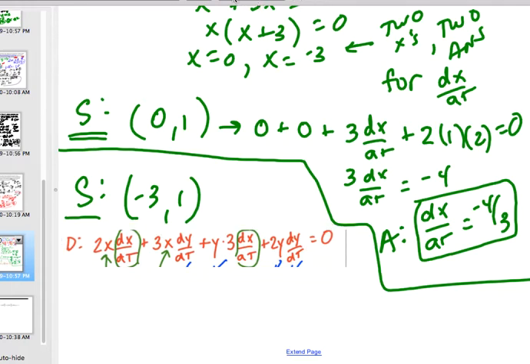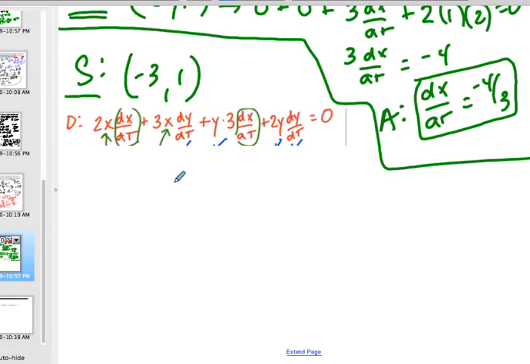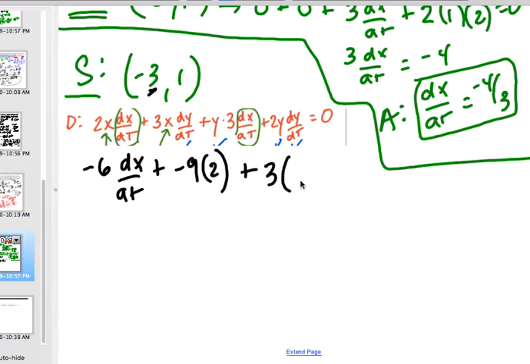So when I substitute into this for the second one, that's one of my two answers. The second answer is going to be what happens when I substitute in these values. And this one's less fun because now you have an x that's actually a number. So this is going to be negative 6 times dx/dt, which is the quantity I want to find, right? Plus negative 9 times 2, because that's what dy/dt was, right? Plus 3 times the thing I want to find, right? And then this is still a 2 times 1 times 2 equals 0.